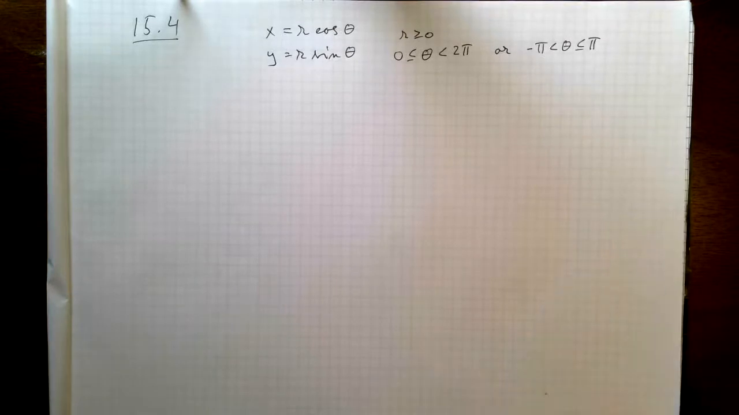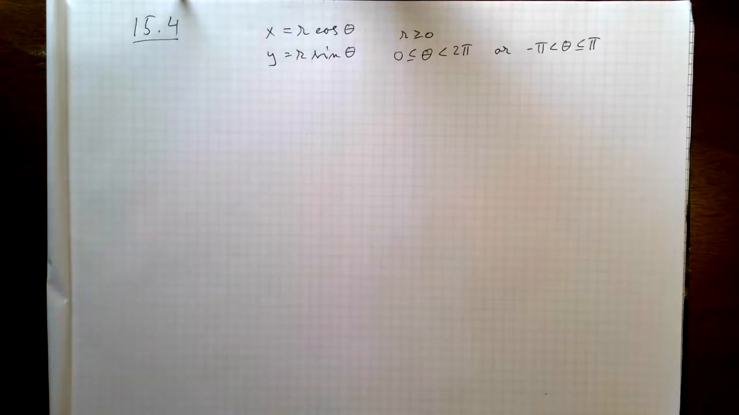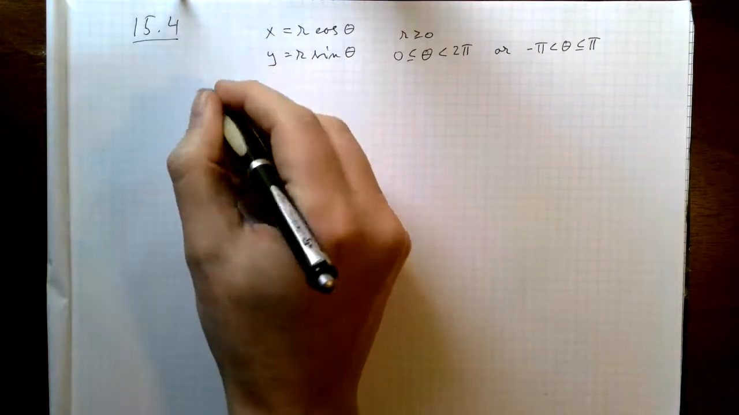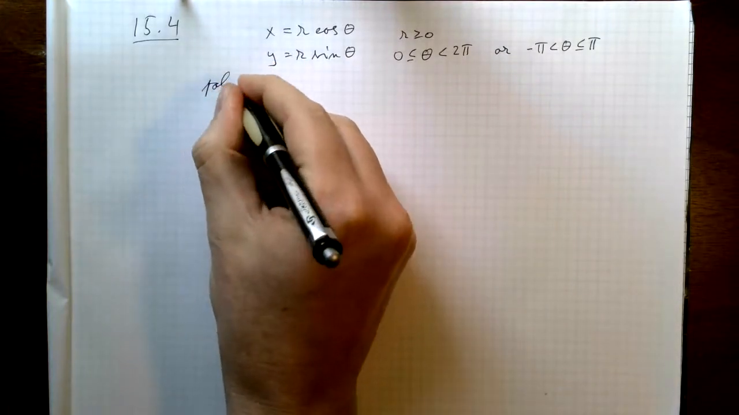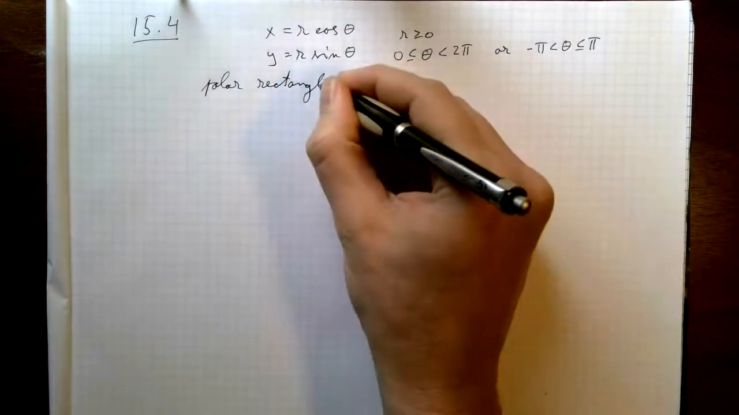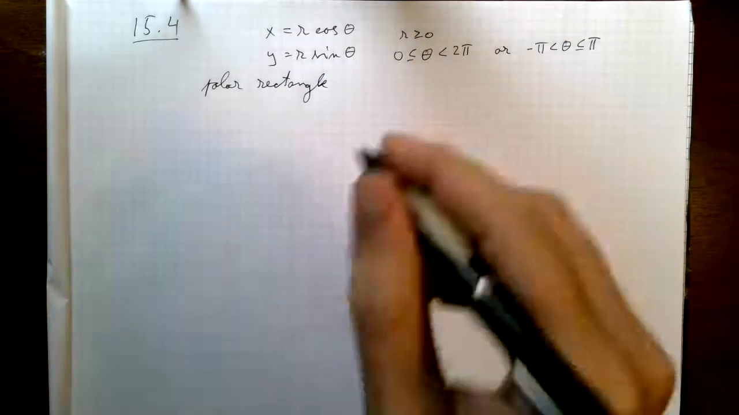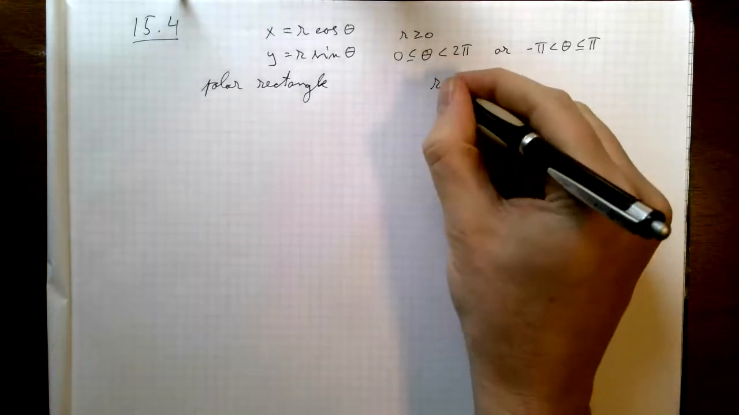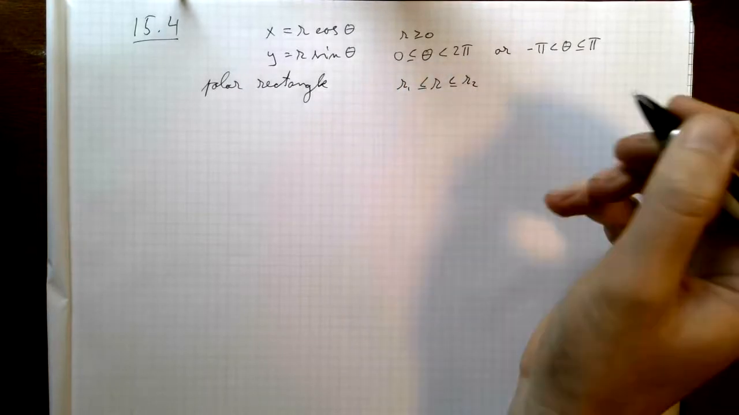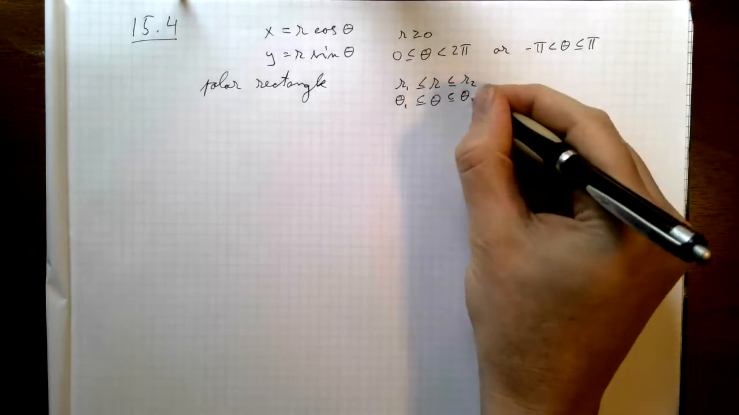And so where is this helpful? Well, this is maybe a strange naming. It's most helpful if you have a region that is a so-called polar rectangle. What does that mean? It really means that r is between two numbers, let me call them r1 and r2, and theta is between two numbers, let's call them theta 1 and theta 2.